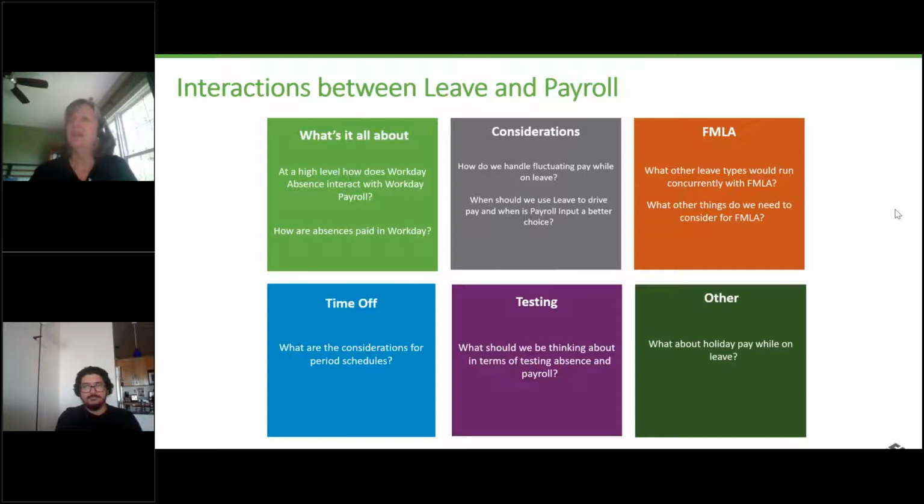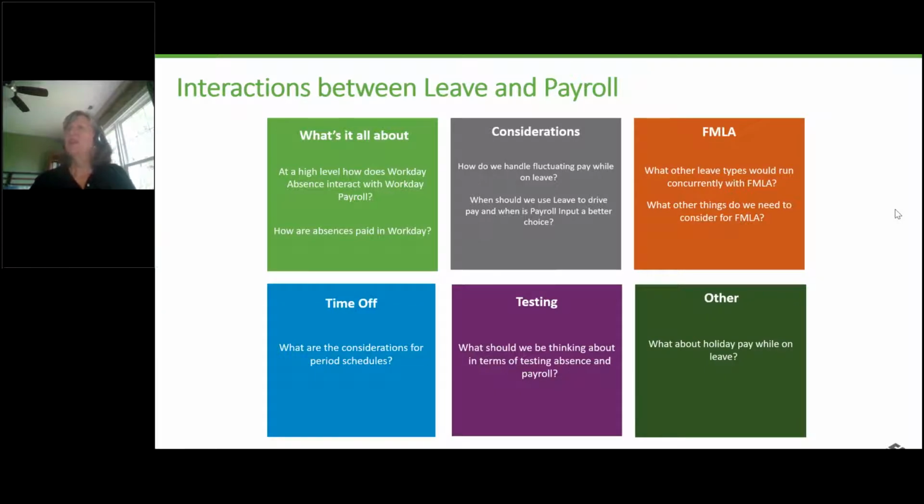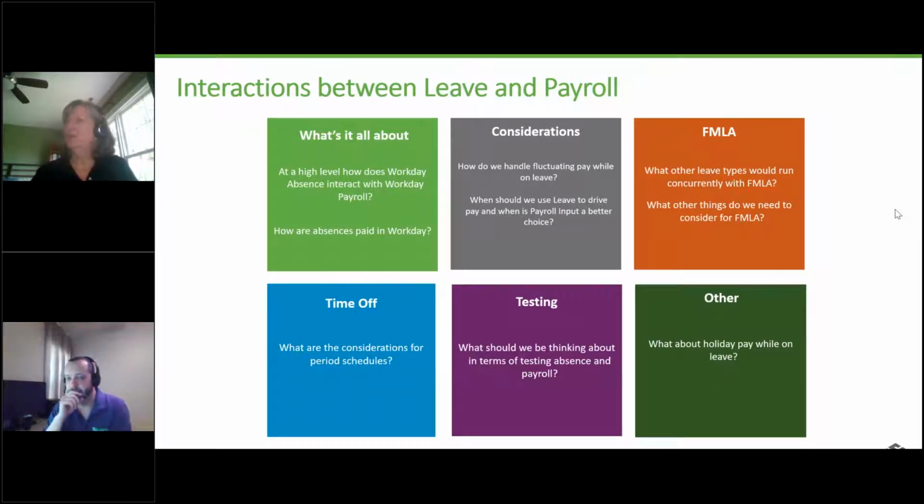Thanks. That is not something I was aware of, so super helpful. I think we're next going to continue on this payroll theme. So Casper, can you tell us a little bit about what kinds of things we should be considering based on our period schedules on the payroll side?